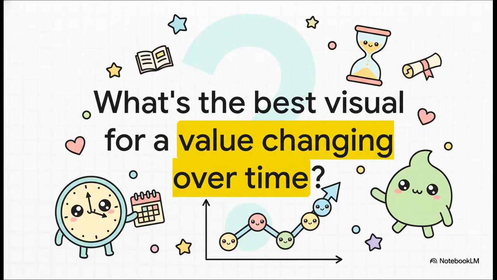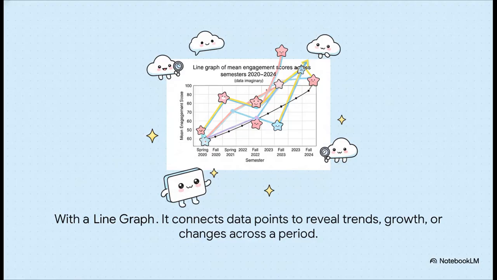Okay, last one for today. Now you're not comparing groups. Instead, you're tracking one thing over time, maybe student engagement over a few semesters. What's your go-to chart for that? That is a job for the line graph. It's so simple, but so powerful. It just connects the dots over time, and immediately you can see the trend. Is engagement going up, down, staying the same? The line graph tells you that story instantly.